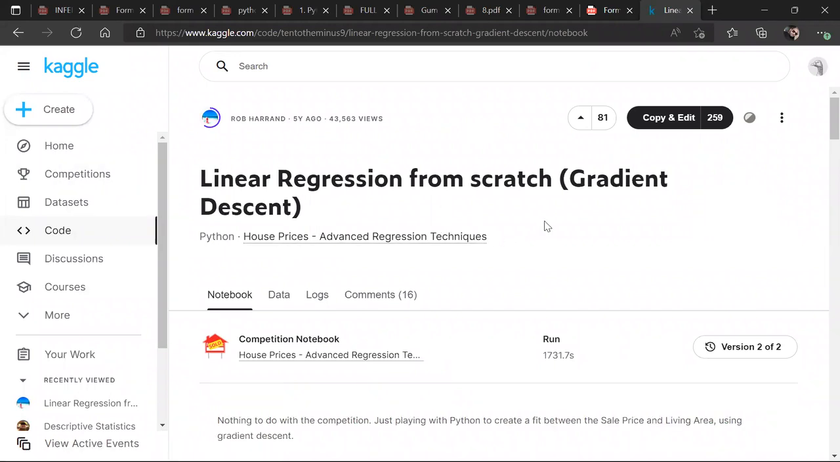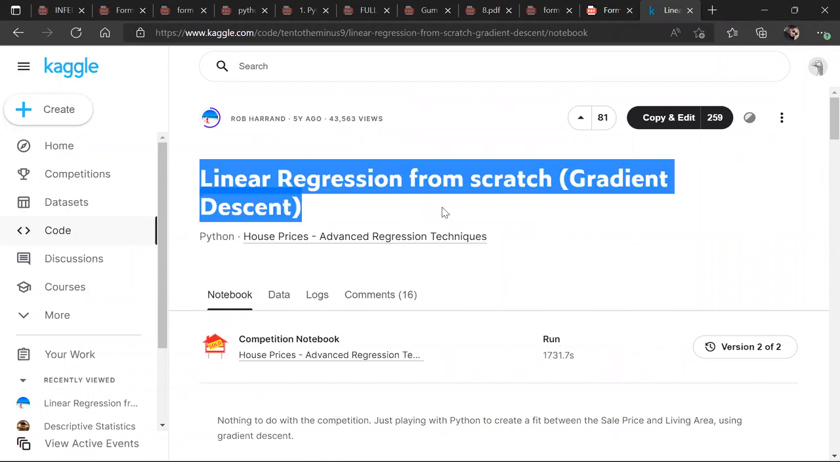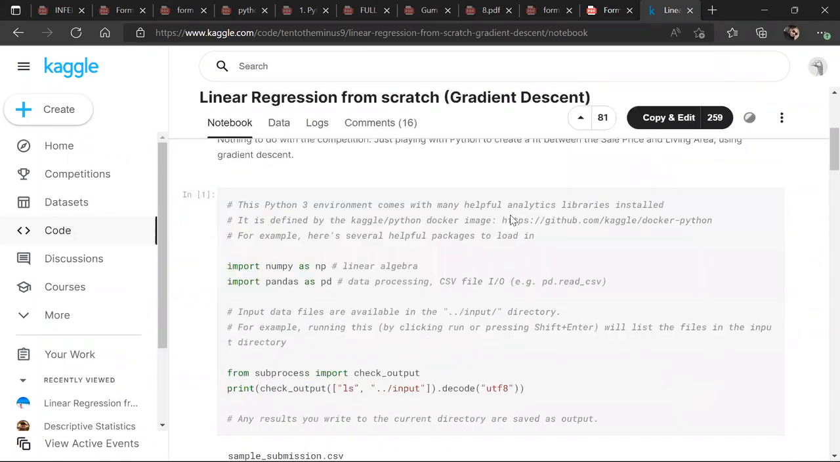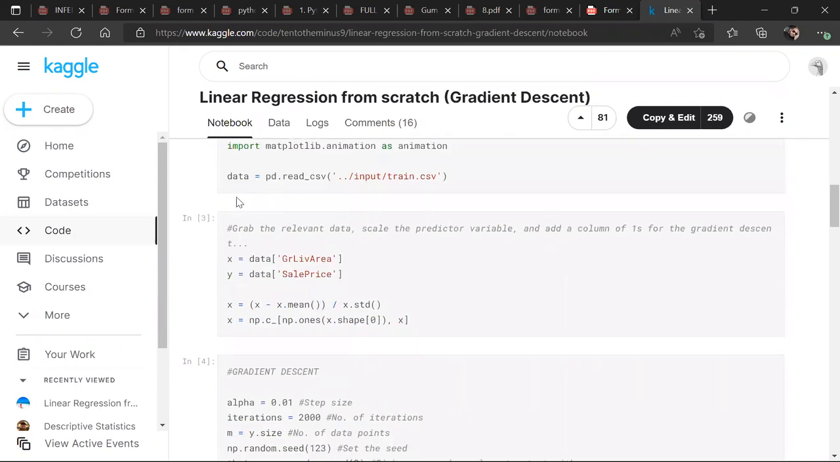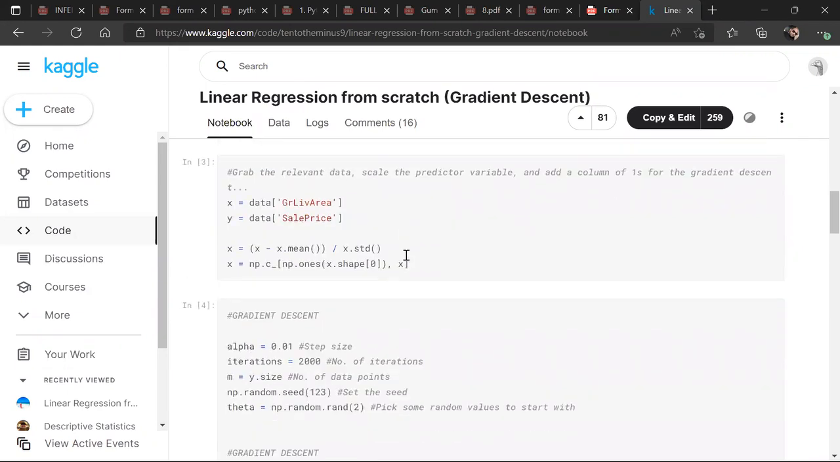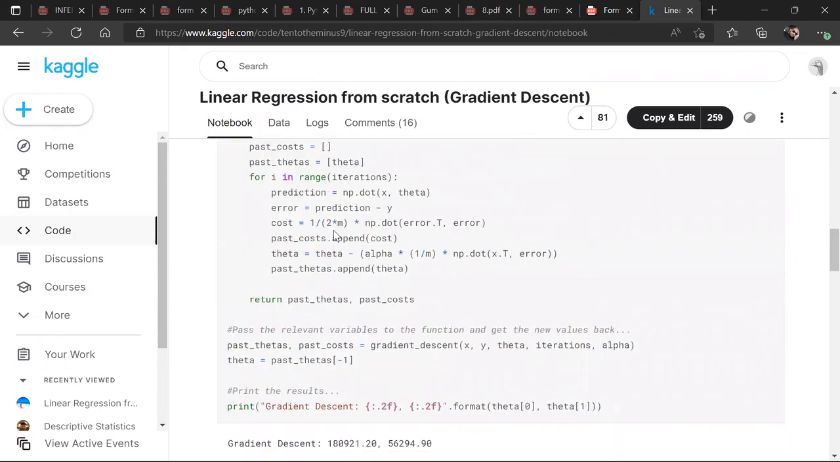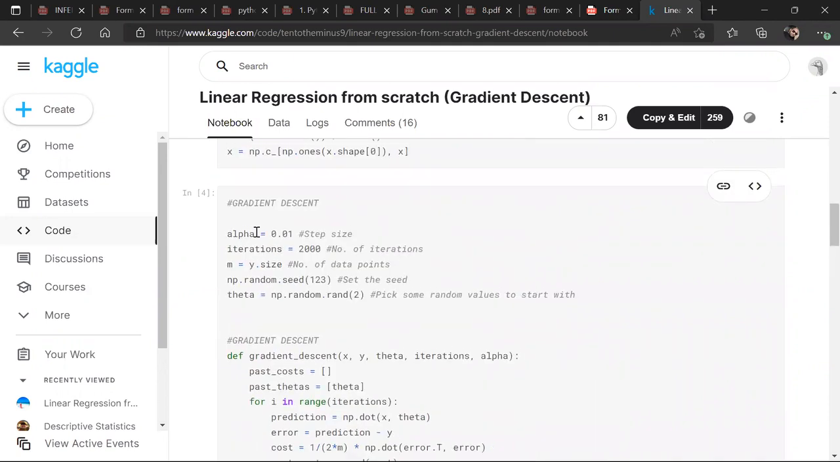So if you see this data set, house price, linear regression from scratch. Is gradient descent linear or non-linear? It is linear, not non-linear. It is linear regression from scratch with gradient descent, without scikit-learn. All right. So if you see this, NumPy, pandas, right? And preprocess the data, x-axis, y-axis.